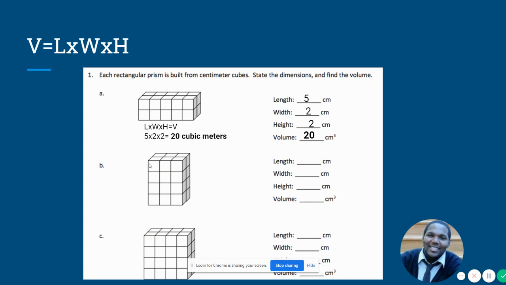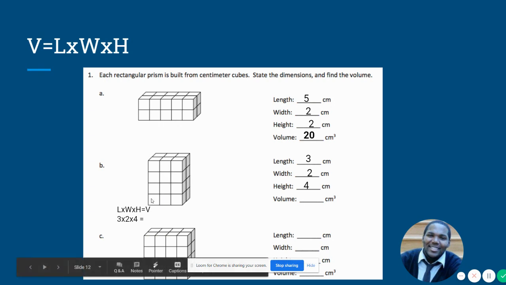All right, let's look at B. 1, 2, 3. I have 3 as my length. All right, what's my width? 1, 2. 2 as my width. 1, 2, 3, 4. 4 as my height. All right, so we've plugged in the formula again for length times width times height.